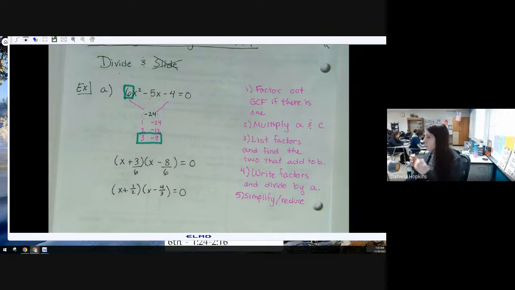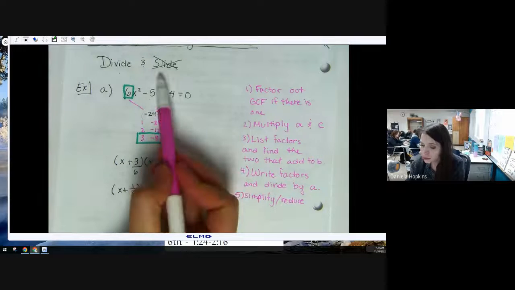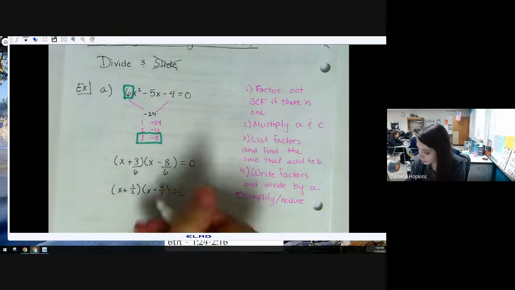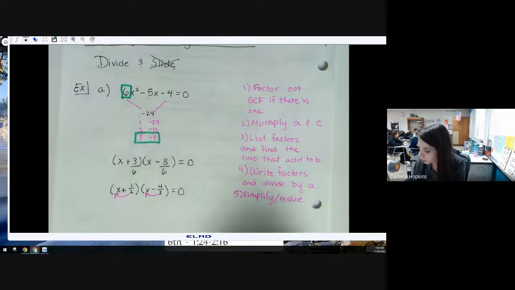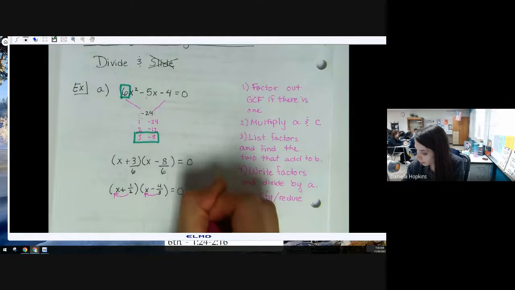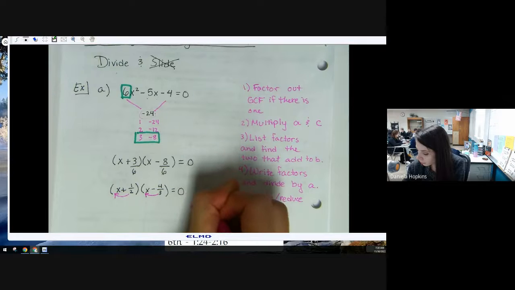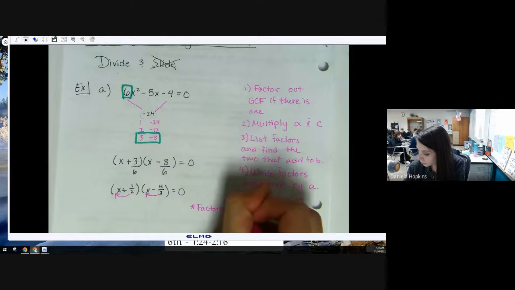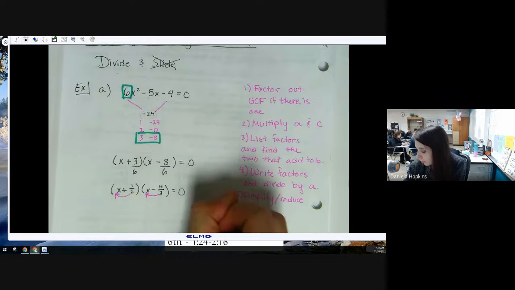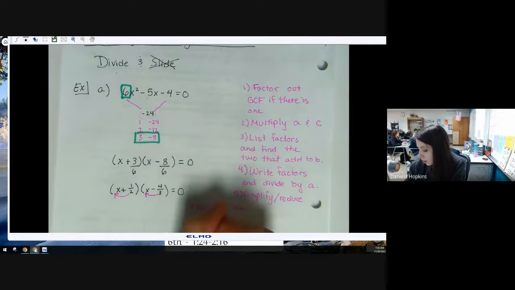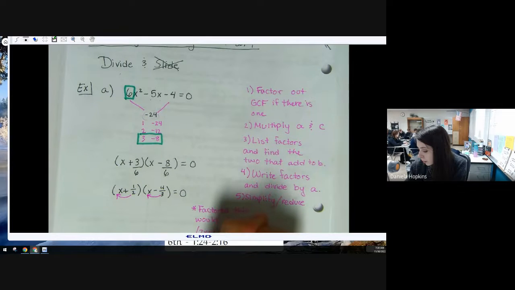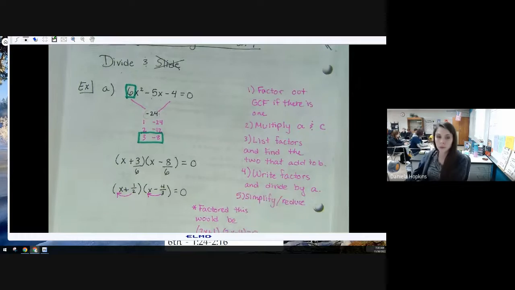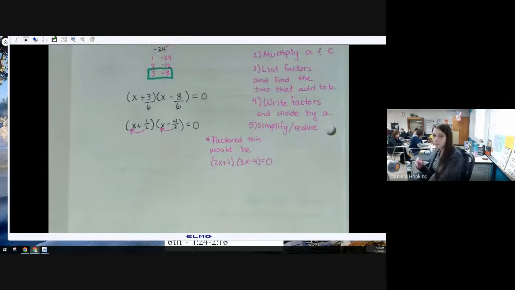Okay, so what normally would happen here is that if I was just asking you to factor, the slide part of divide and slide is where you take this bottom number, and if you still have a fraction, you slide it over to this front coefficient. So I'm going to put a little star here. Factored, this would be 2x plus 1 and 3x minus 4 equals 0. Whoops, you guys can't see that. That would be the official slide part.